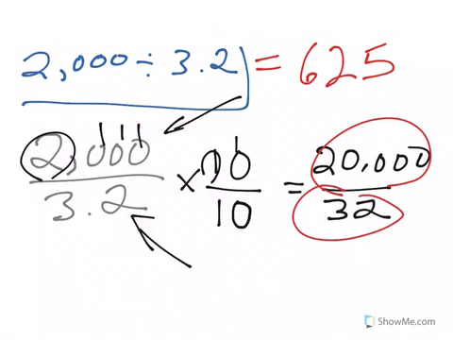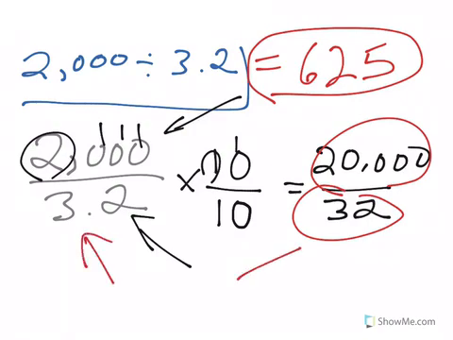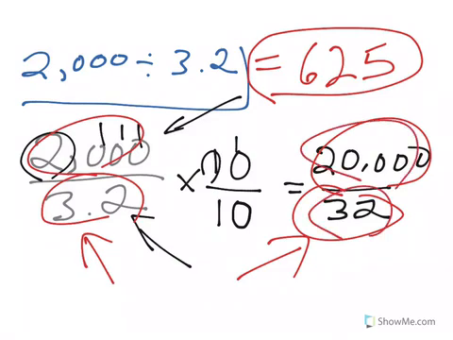2,000 divided by 3.2 is also 625 because those are equivalent fractions. If you look at this and you look at that, this is going to go into this the same number of times as 32 is going to go into 20,000, right? They're both just 10 times bigger.